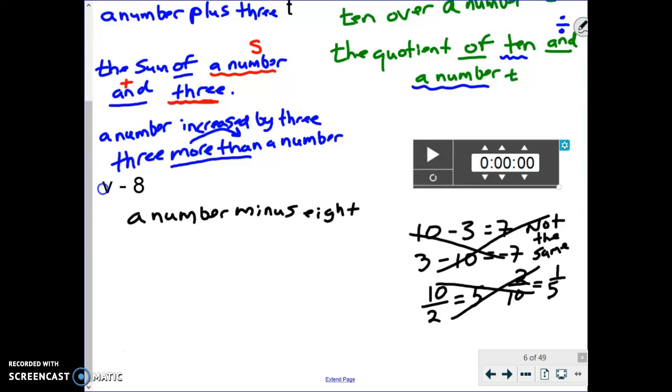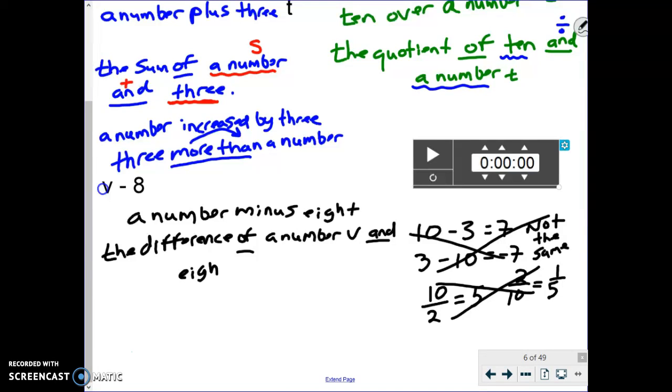So different words that I could use to say the subtraction here would be the difference. So the difference of, and that's one of those words where as soon as I see the word of, I have to have two things. The first comes right after of. The second comes right after the word and. So the difference of a number v and that tells me I move into my second thing, and also where the operation symbol, the subtraction symbol, is going to go, and 8.